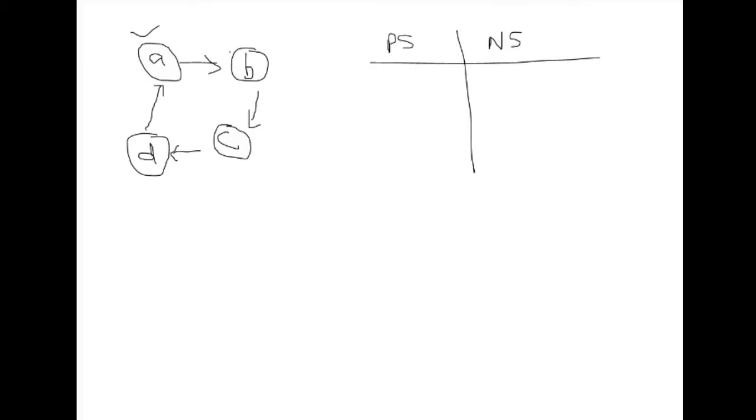In the present state, I am in the state A. So if I am in the A state, the next state will be B as per my counter design. Then if I am in state B, the next state will be C. If I am in the C, the next state will be D. And if I am in the D, the next state will be A.